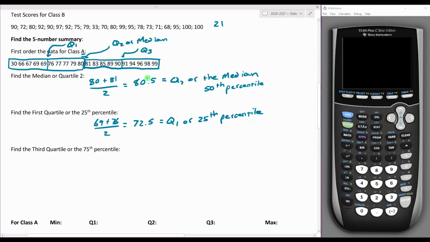And you start to see why they call these measures of position. It's what position are you in the data, right? What's your ranking in the data? All right, so we're going to take 90 and 91 and find that number in between. Probably do this in your head, right? But if I find the midpoint between 90 and 91, it should be 90.5, and that would be quartile 3, or the 75th percentile.